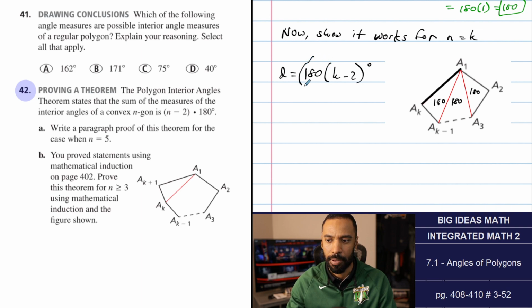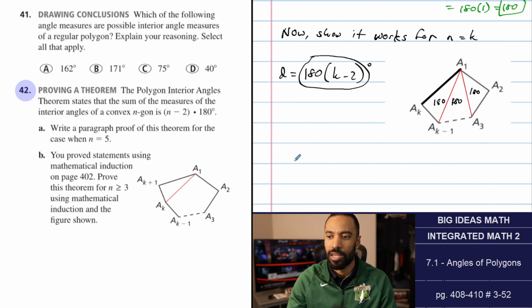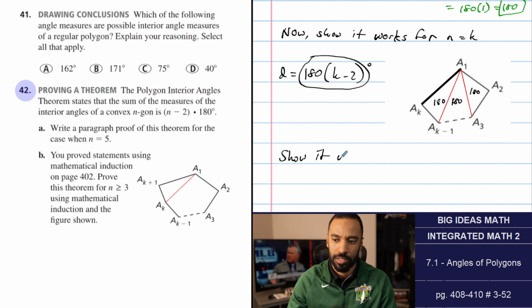Degrees. I'm not going to distribute or anything like that. That's what that is. Now show it works, again, I don't know if I'm doing this part right, for n equals k plus 1.